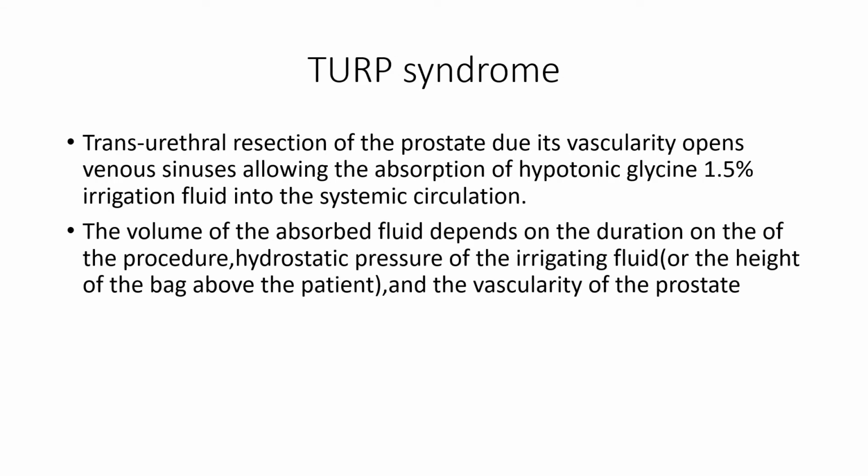The TURP syndrome: the transurethral resection of the prostate, due to its vascularity, opens venous sinuses, allowing the absorption of hypotonic glycine 1.5% irrigation fluid into the systemic circulation. The volume absorbed depends on the duration of the procedure, the hydrostatic pressure of the irrigating fluid or the height of the bag above the patient, and of course the vascularity of the prostate.